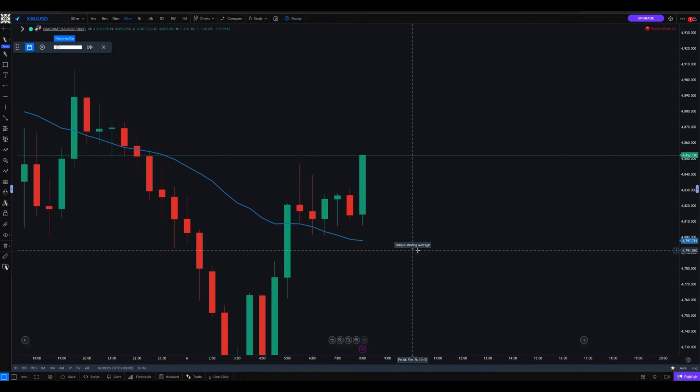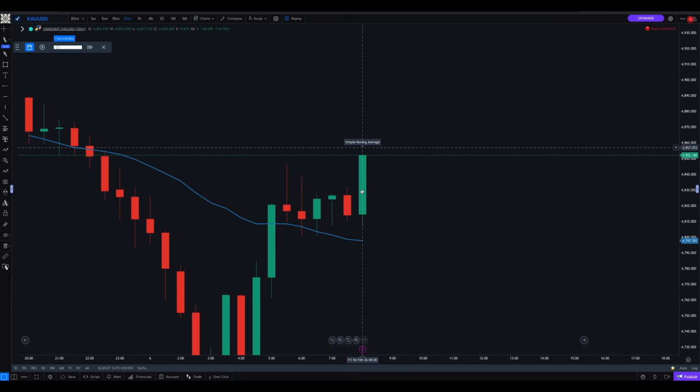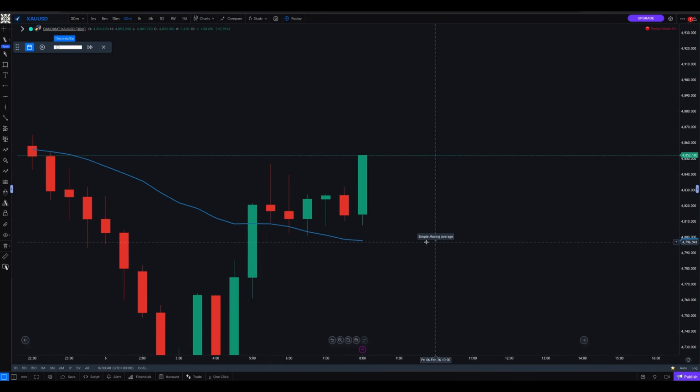If you want to find out more about the CRT model, I'll leave a link to a video explaining details of CRT at the end of this video. You can go and watch it at the end. But it is a very simple concept. This candle here is bullish, but its low, its wick at the bottom, is lower than the previous candle which was bearish. But this candle closed bullish, so that's a CRT model candle setup.